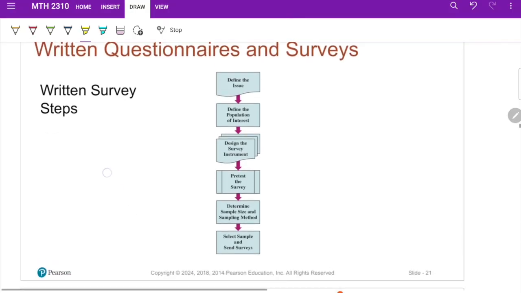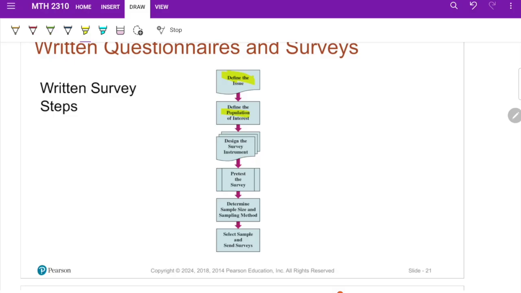Okay. Almost we have the same steps. We have to know the issue first. We have to know the population, and we have to design the survey very well. After that, the pre-testing, we have to implement this with a small group of people. After that, we have to get the sample size and sampling method. After that, sending surveys. Hopefully, you're going to get some responses.